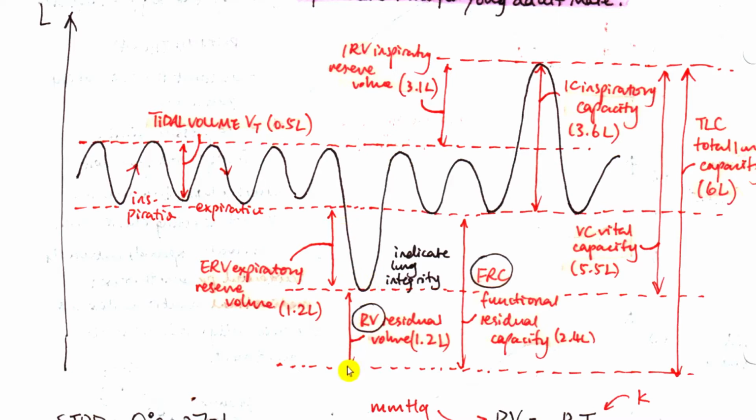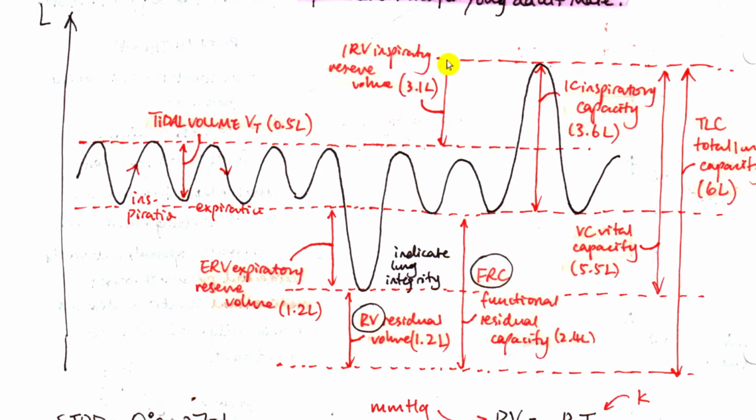So he can't expire any more of this air left. So every time you think you empty your lungs completely, you're actually not. There's always some air left in it, which is about 1.2 litres. And the functional residual capacity is basically how much air is left after the tidal volume in the lungs. So it's about 2.4 litres.